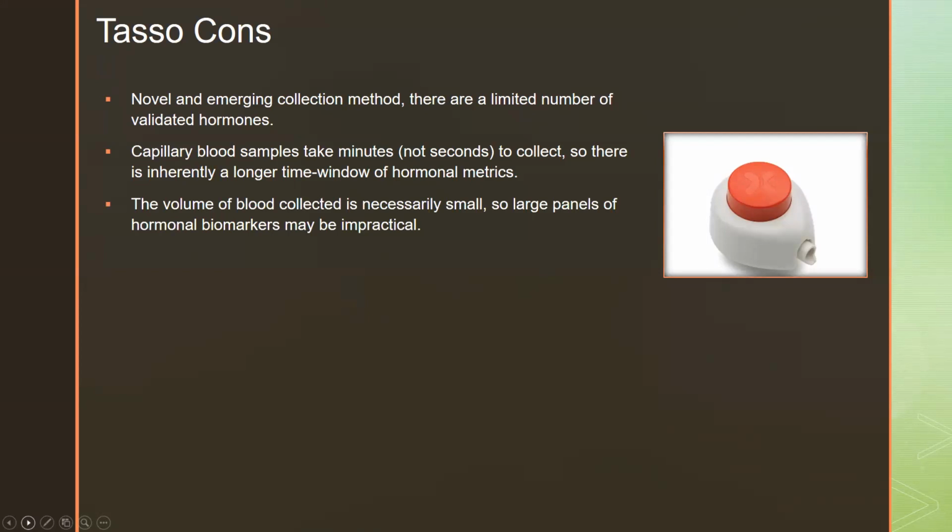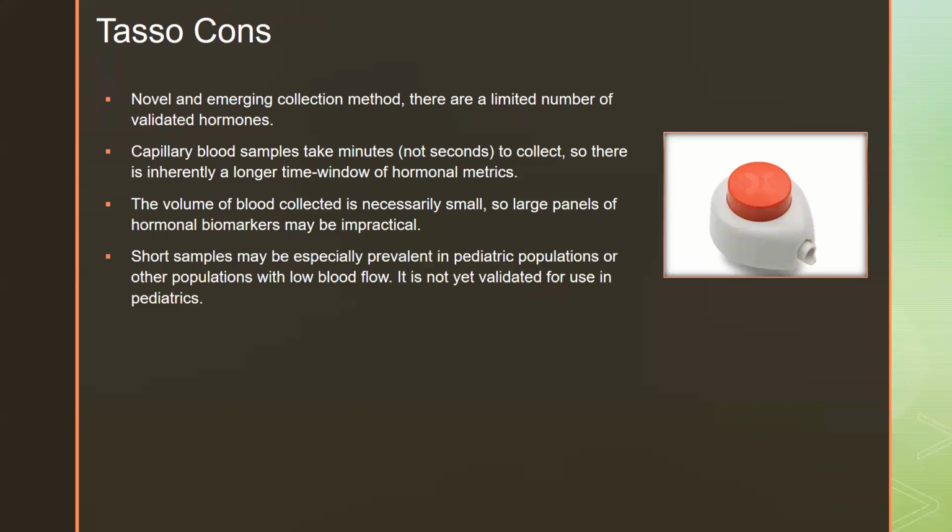The volume of blood collected is necessarily small, so large panels of hormonal biomarkers may be impractical. Just go look at your assay sheets. How much are you going to need to assay, 4 hormones? Are you going to get enough based off of that 200 µL? And are you going to be looking at other biomarkers as well? If you're looking at cholesterol, total blood count, and all these other things, it might not be practical to use this technology.